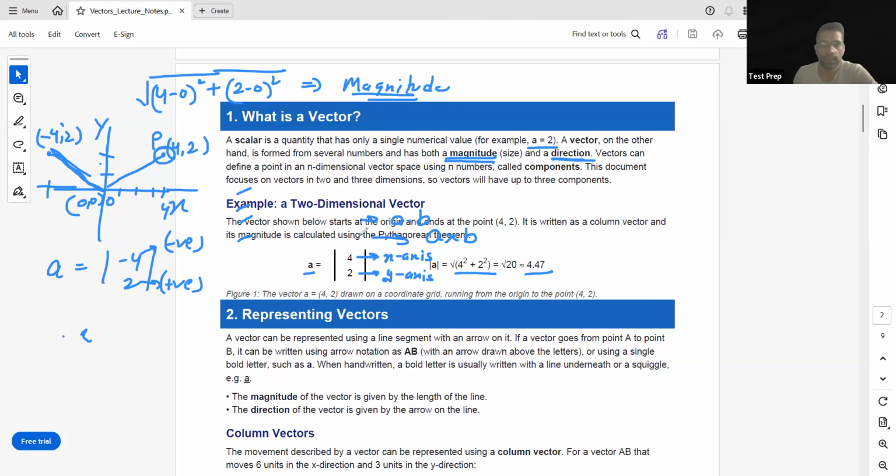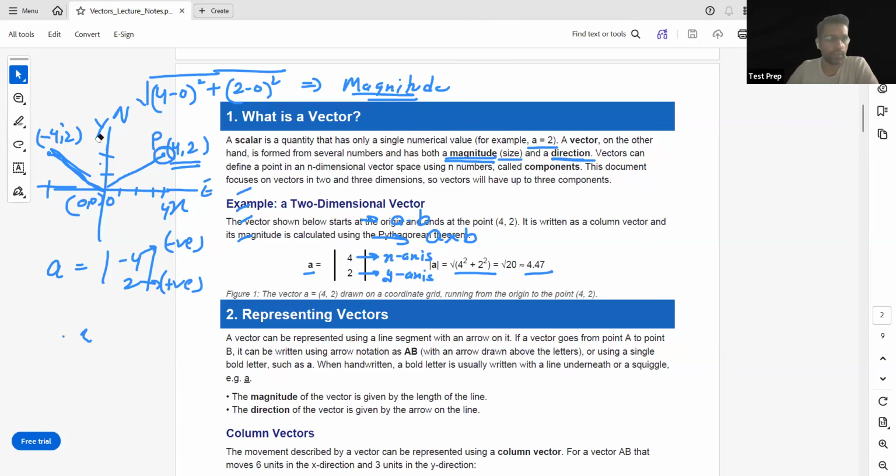That is the vector. A vector has two values: magnitude, which is the distance, and direction, either negative or positive. In the positive, we will write in this direction, north, east, and the negative will be the opposite of that. Getting my point?